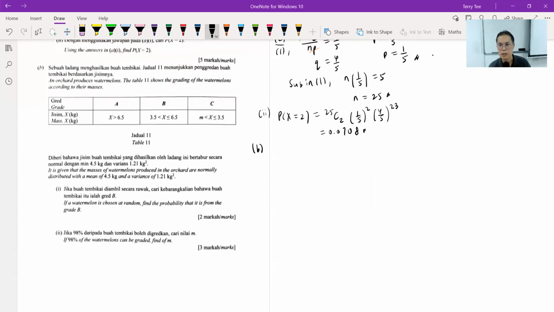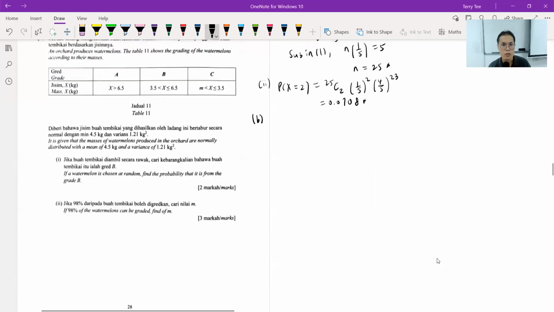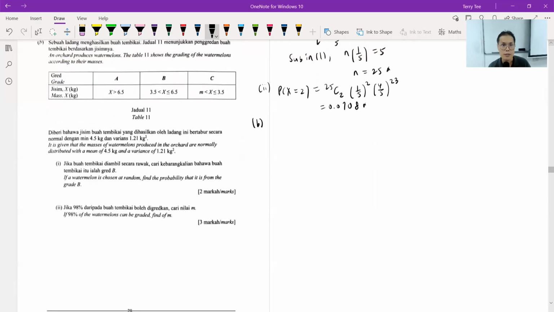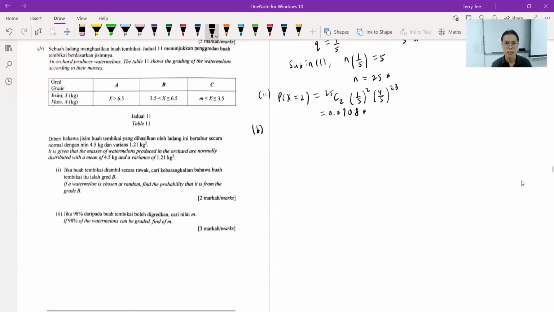Okay, the second part, we have a normal distribution here. An orchard produces watermelon. The table shows the grading of watermelon. More than 6.5 kg is grade A, between 3.5 and 6.5 is grade B, grade C is between 0 and 3.5. They say the masses of watermelon produced are normally distributed, with mean 4.5 and variance 1.21. So if your variance is 1.21, your standard deviation is the square root of 1.21, which is 1.1 kg, right?